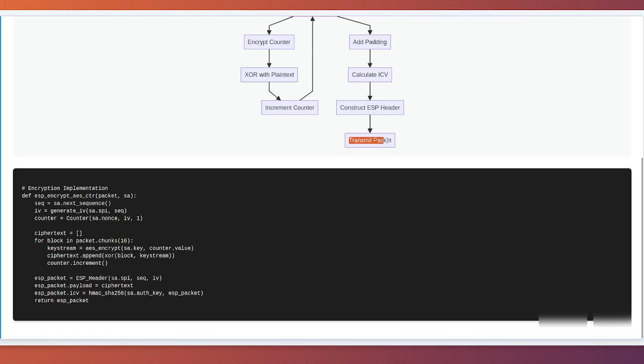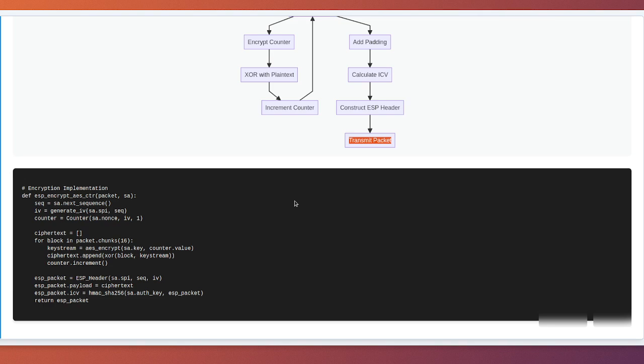Finally, we encapsulate everything in a new IP header, using the tunnel endpoints as the source and destination. We then update the checksums and send the packet on its way. Modern hardware can perform this entire process in nanoseconds, using dedicated crypto processors and DMA engines.